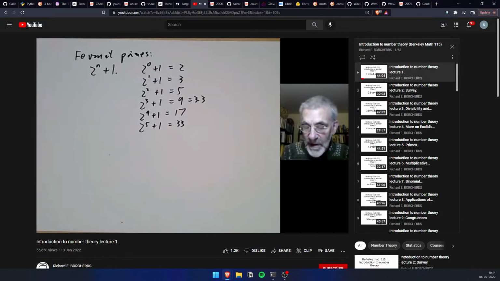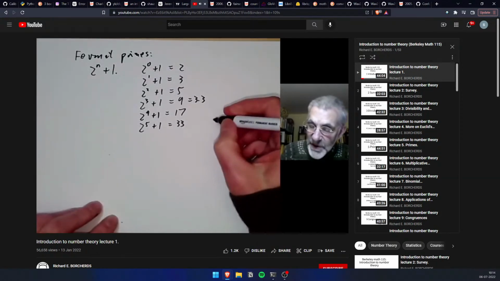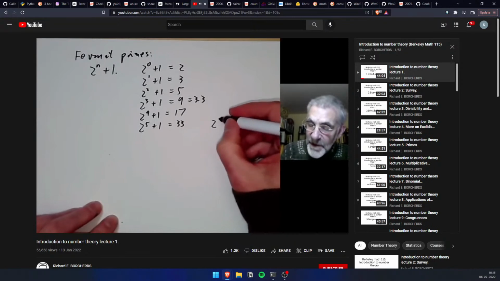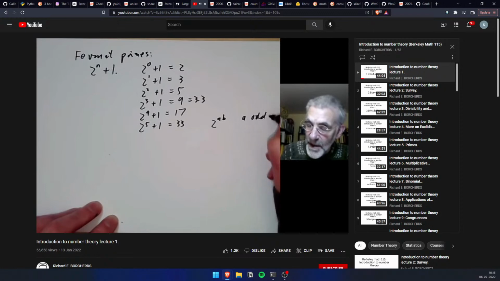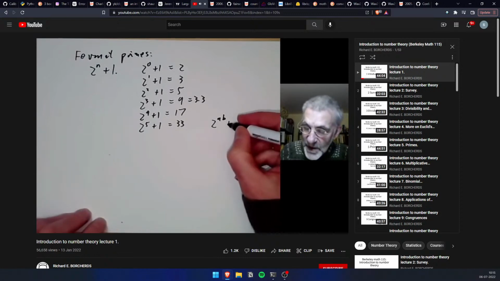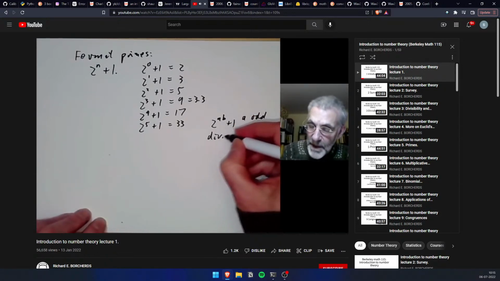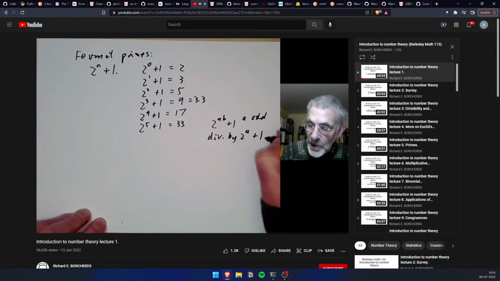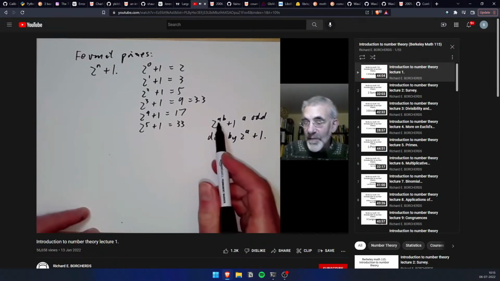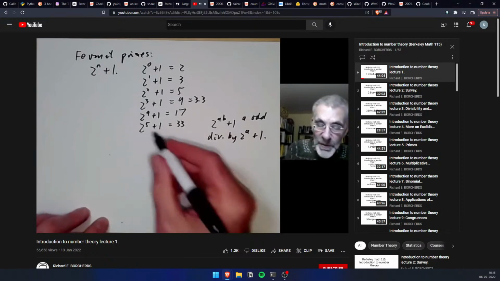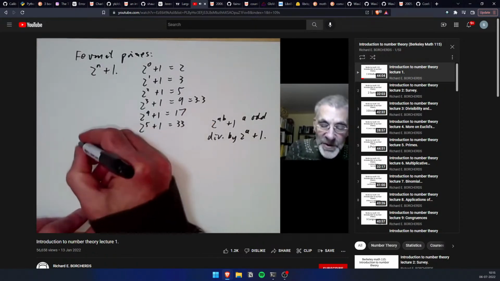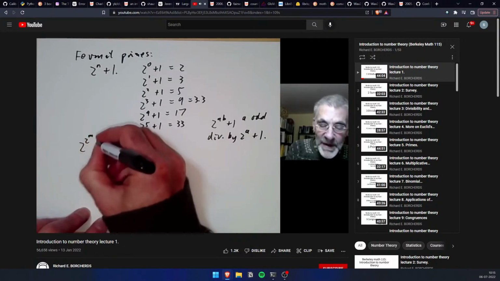If you think about it a bit, you notice that if we've got a number 2 to the power of ab with a odd, and we add 1 to this, then this is divisible by 2 to the a plus 1. So the exponent can't be divisible by any odd numbers if we want it to be a prime. So we should only take n to be a power of 2. In other words, we should look at numbers of the form 2 to the 2 to the m plus 1.